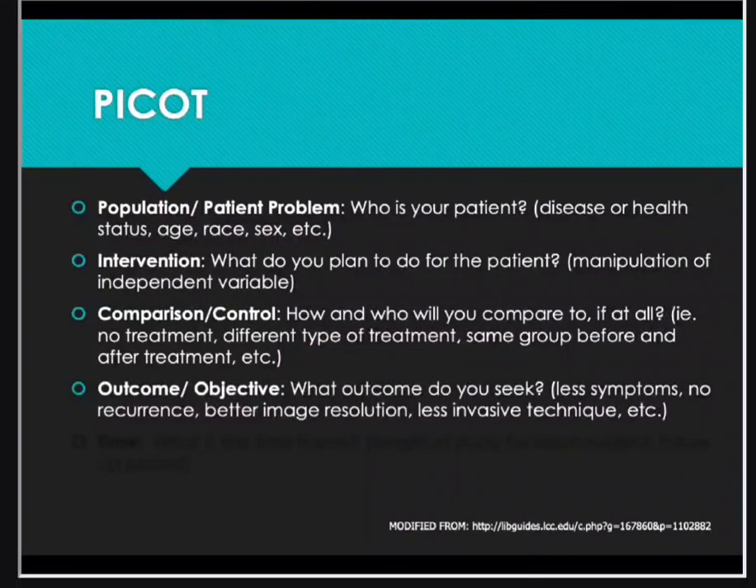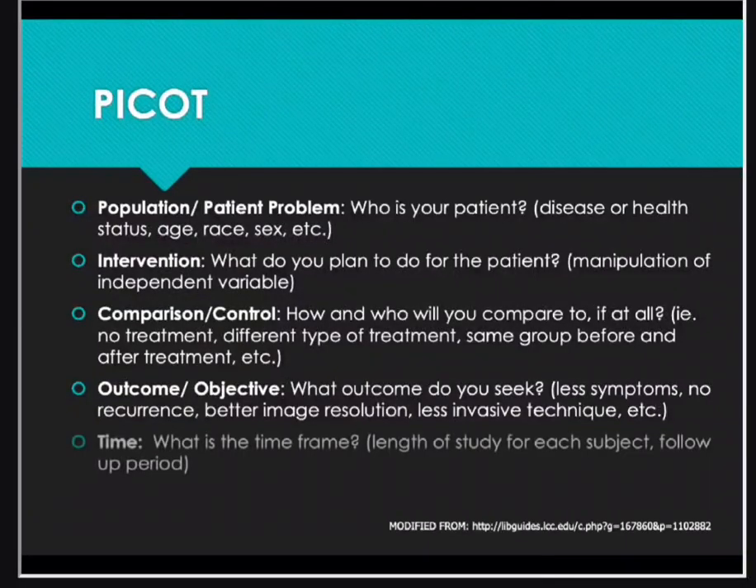The O is the outcome or the objective. So what are you looking for? What in your hypothesis had that directional portion to your hypothesis? And then the T is the time period. So over what time frame will this research study occur? For some of you, it might be a single day.